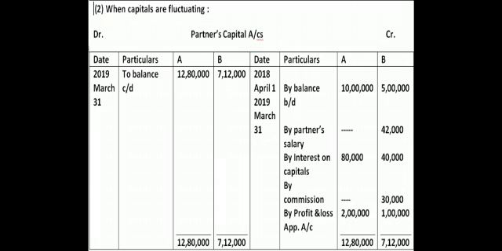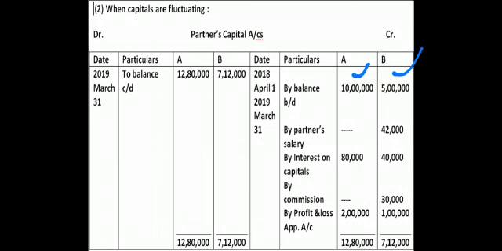Now moving on. When the capital accounts are fluctuating, how will the capital accounts be prepared? We started from the credit side, children, as we always start in the case of all liabilities on capital account. From the credit side, by balance brought down. This is the opening balance of the capitals: 10 lakh for A, 5 lakh for B.